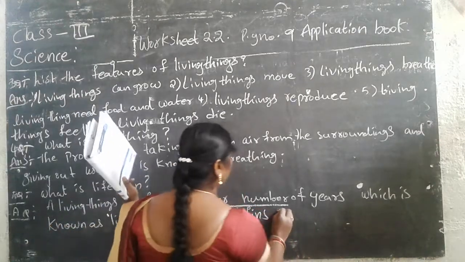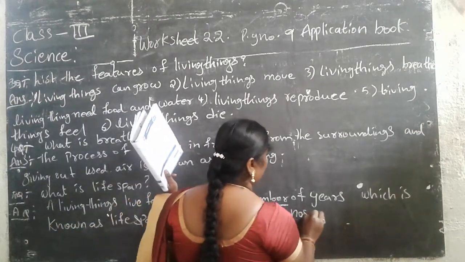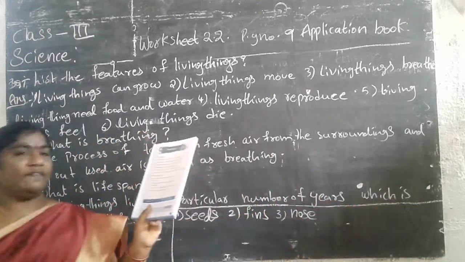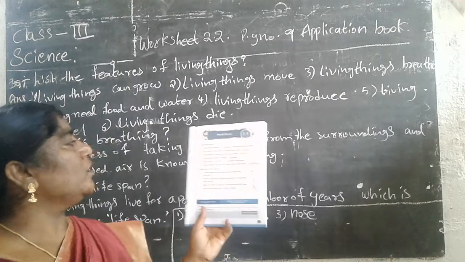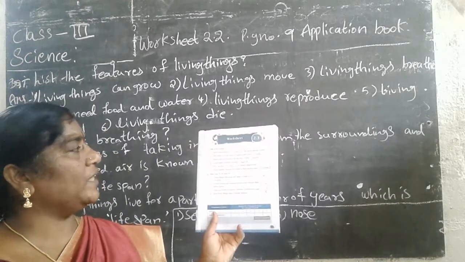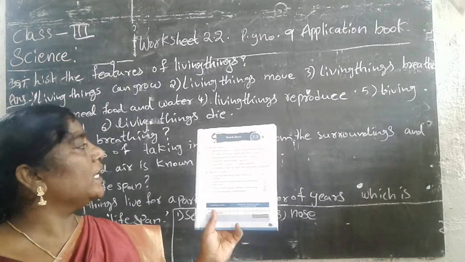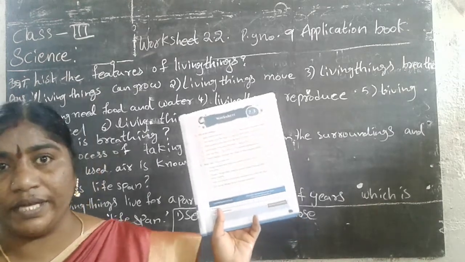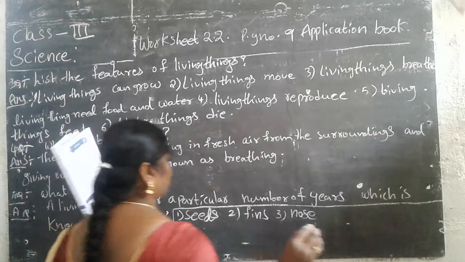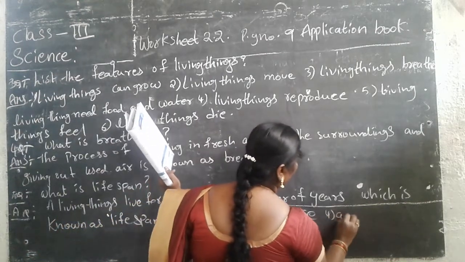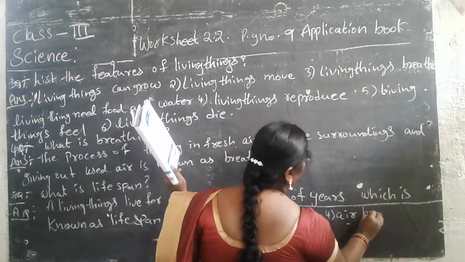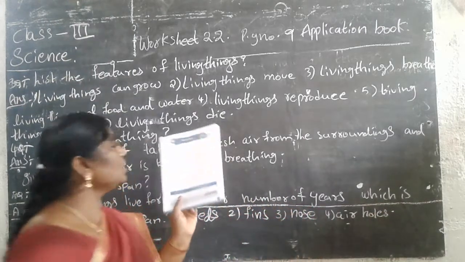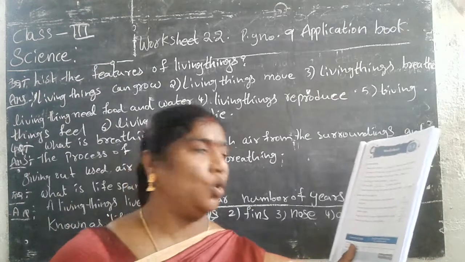Okay, third one, nose. You should complete it in your application book, page number 11, worksheet 2.3. The human beings breathe with the help of their nose. Fourth one, grasshopper breathes through the dash. How does the grasshopper breathe? Air holes. Fourth one answer, air holes. Grasshopper breathes through the air holes.